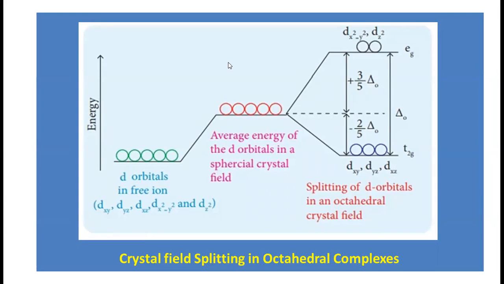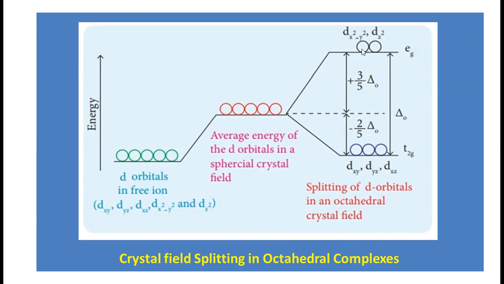So you can see in this diagram, the 5 d orbitals are split into two groups: the higher energy level Eg orbitals and the lower energy level T2g orbitals. There is a rise in the energy level of the Eg orbitals, that is, doubly degenerate orbitals, and a decrease in the energy level of the T2g orbitals, that is, triply degenerate orbitals. So the 5 d orbitals are split into two groups.